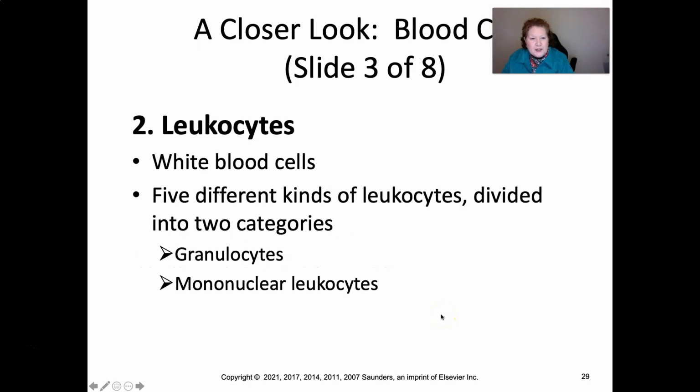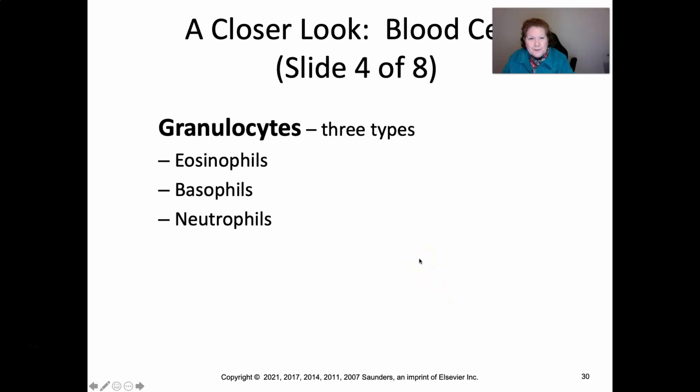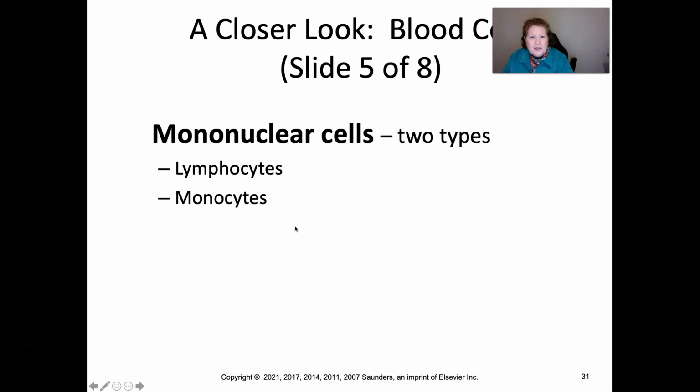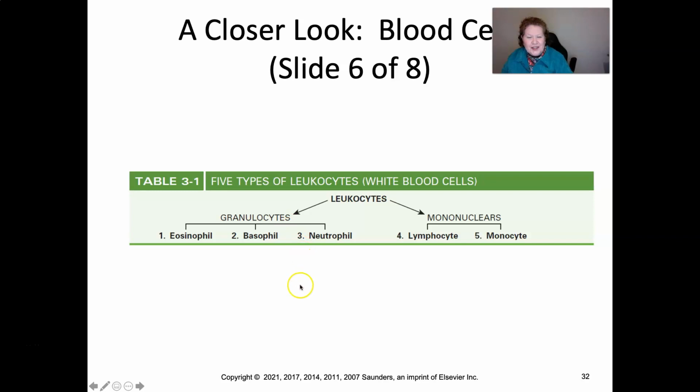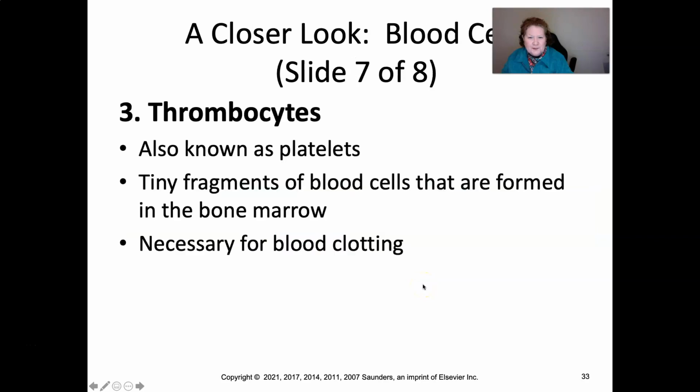Leukocytes are white blood cells. They fall into two categories, granulocytes and mononuclear leukocytes. And if you need to read or research more about that, you can Google it or check your book. And the granulocytes are three that you may have heard of: eosinophils, basophils, and neutrophils. And then the mononuclear cells are lymphocytes or monocytes. And again, I'm going to refer you to your book to take a look at those a little bit further. And this is a visual breakdown of what we've just been talking about with white blood cells.